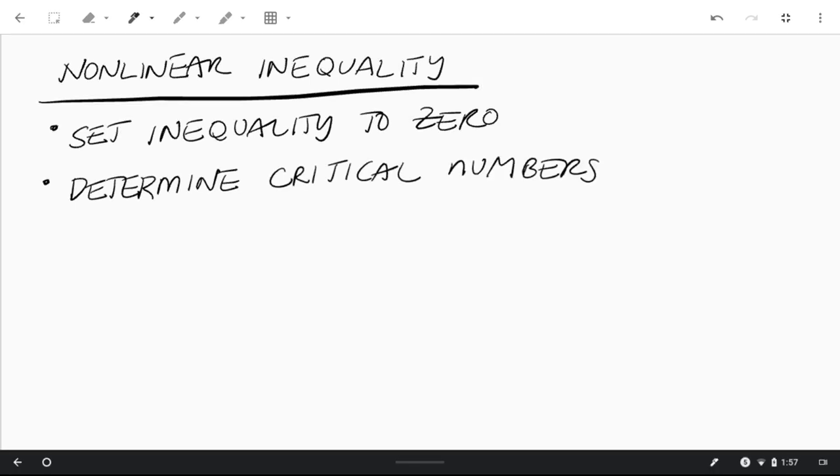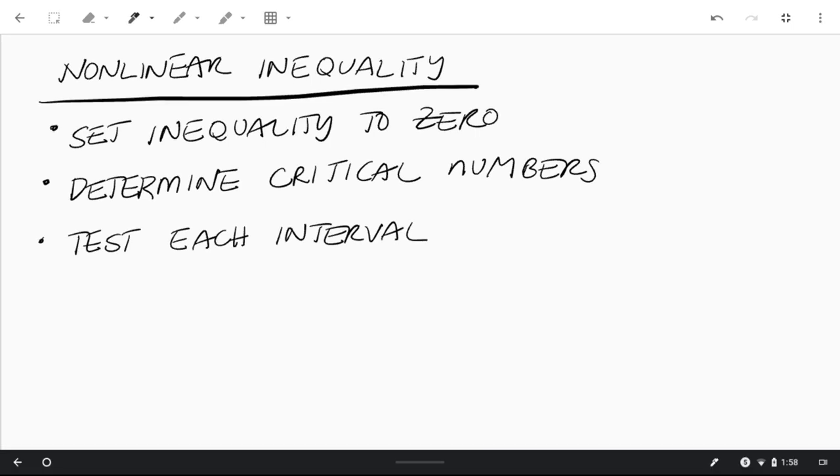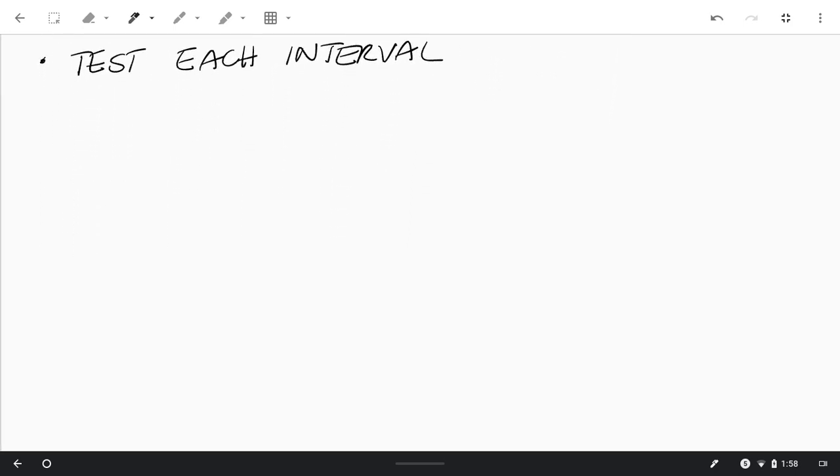Okay, and once you have your critical numbers and you have them on your number line, then you are going to test each interval on your number line. So I'm going to do two examples, one with a quadratic and one with a rational. All right, so here, first example.